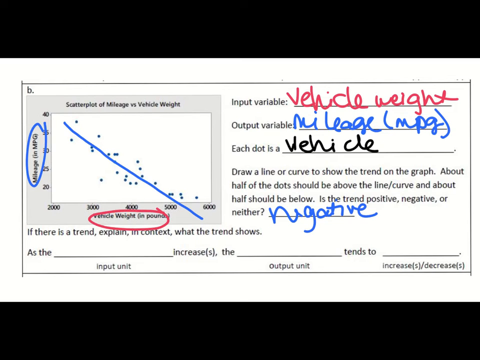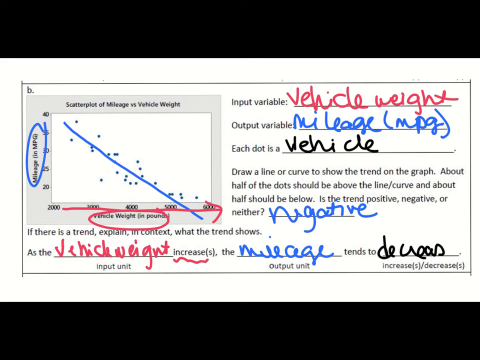And it says basically as your vehicle weight increases, so your vehicle weight is always going to increase, so we're always going to say increasing for that. Your mileage is going to tend to decrease. That is our basic trend.